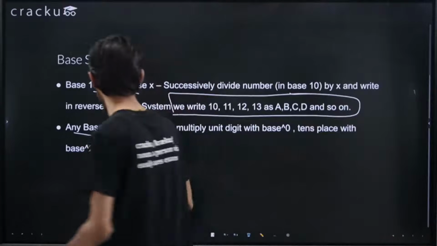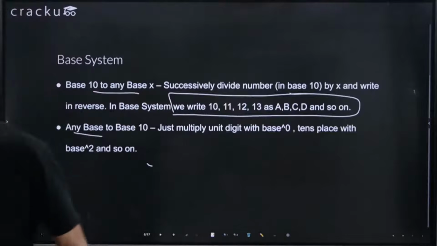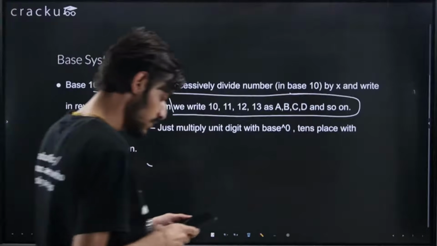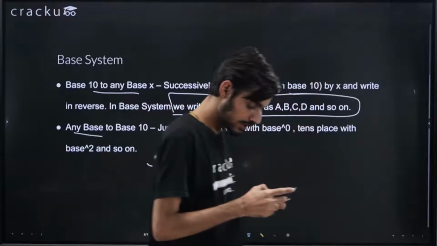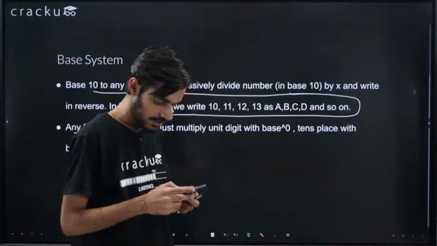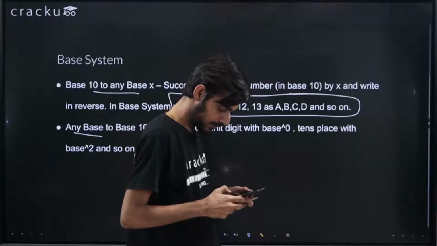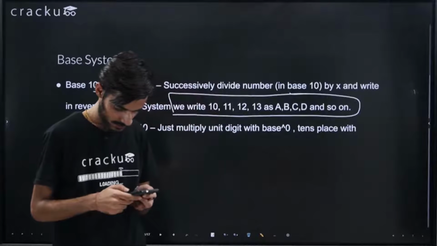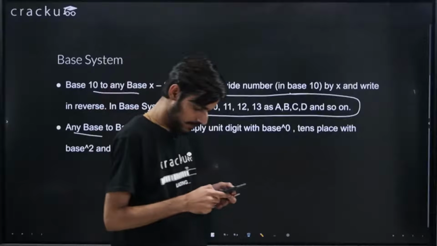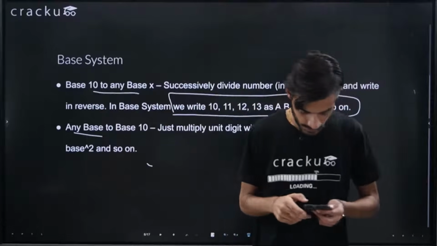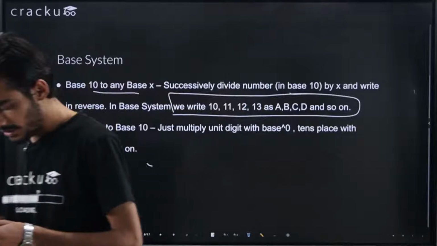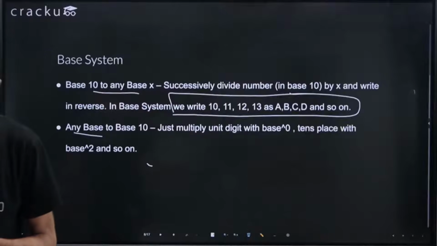I think now this should be clear. This was about the base system. If you have any doubt, you can ask me now in the chat box. Okay, I don't think there are any doubts, so we can move ahead.